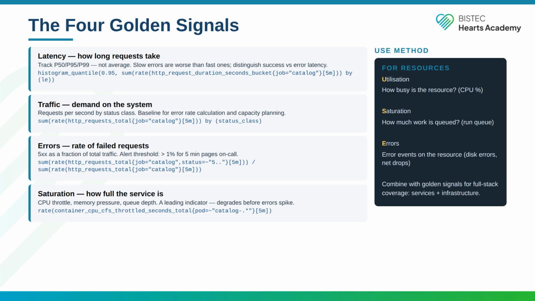The USE method on the right applies the same thinking to infrastructure resources. Utilization measures how busy the resource is. Saturation measures how much work is queued, and errors counts error events on the resource. 4 golden signals for services. USE for infrastructure.